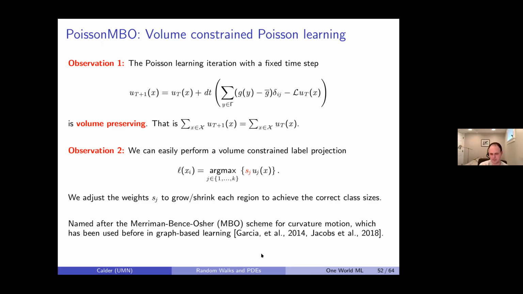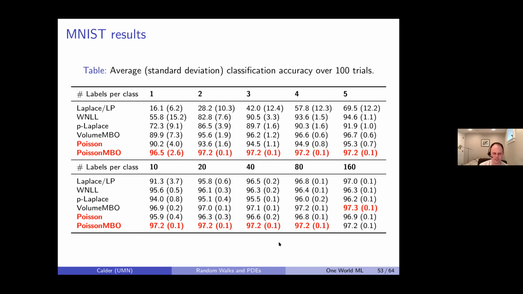It was used for semi-supervised learning in papers going back to 2014, and then recently the Jacobs paper that I mentioned. So PoissonMBO works better most of the time, or all of the time. It can be quite a bit better, like 6% here, or it can be only marginal. And the idea is that you're doing better because you're using prior knowledge about the number of nodes in each class. You're getting the number of nodes in each class correct, whereas in Poisson learning, you might have one class which is too large and one which is too small.